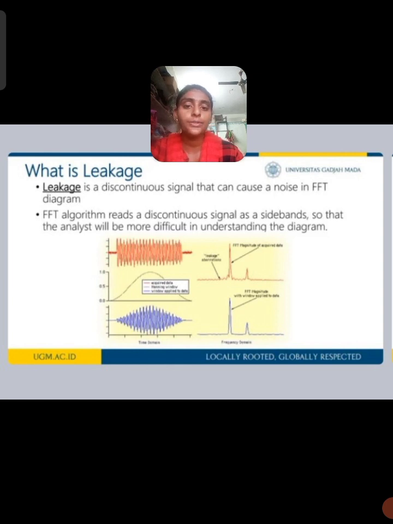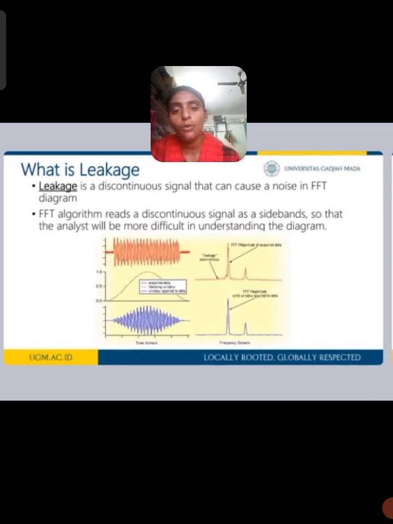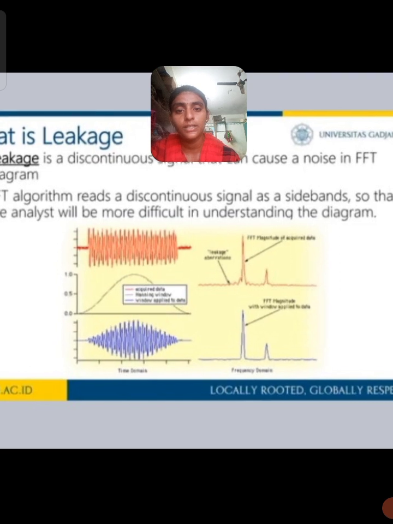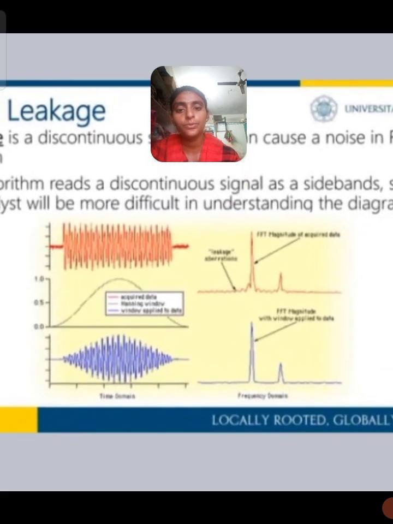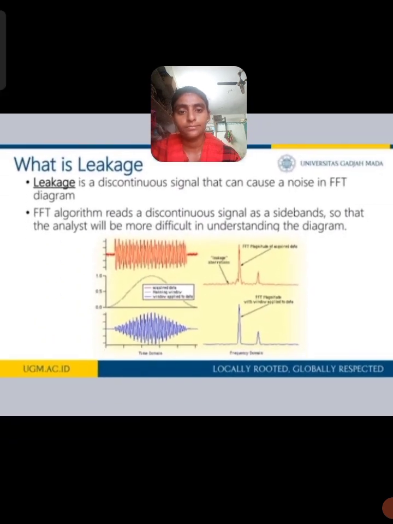Leakage is a discontinuous signal that can be noticed in the FFT diagram. The FFT algorithm reads discontinuous signals as sidebands, so when analyzed, it is more difficult to understand the diagram. So this is the way the signal is processed.